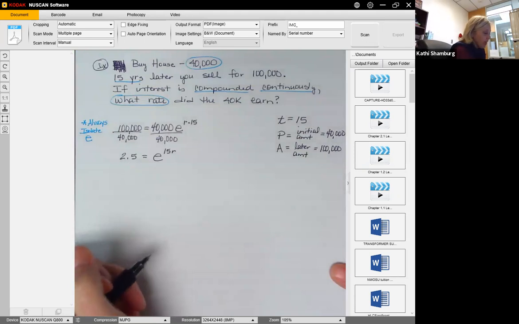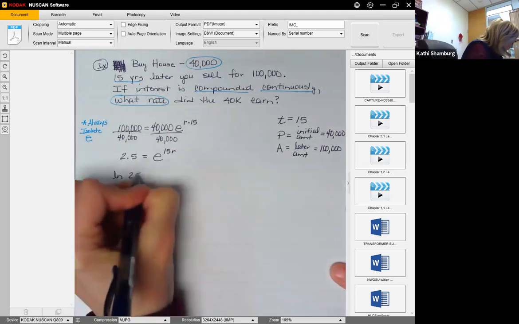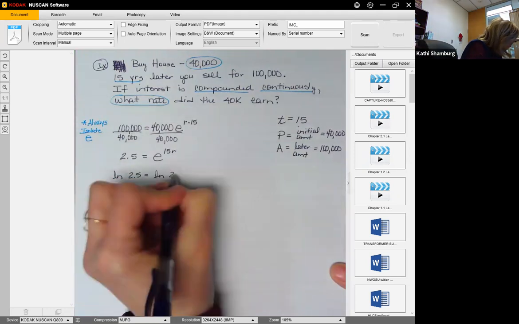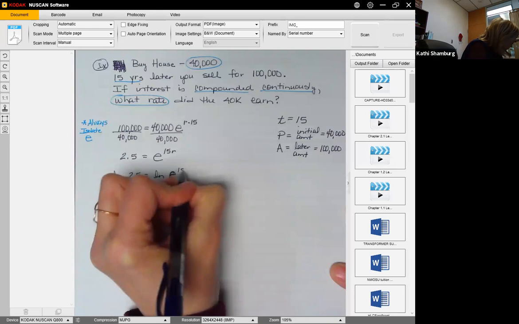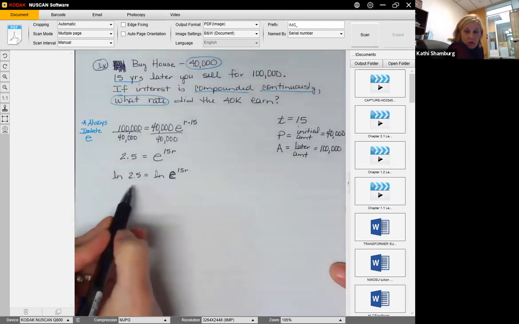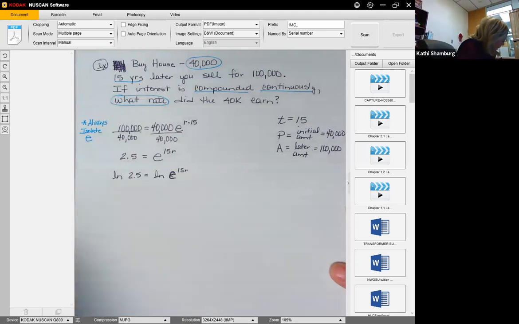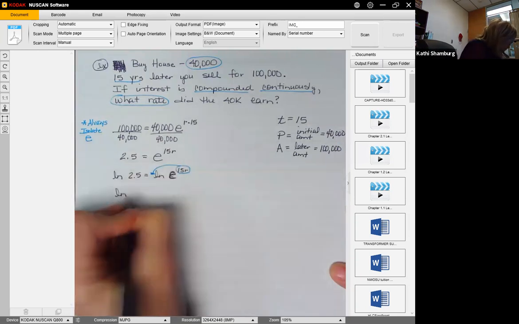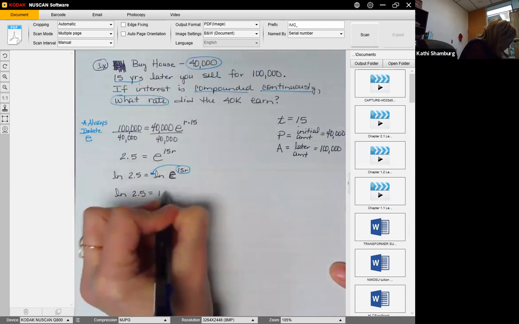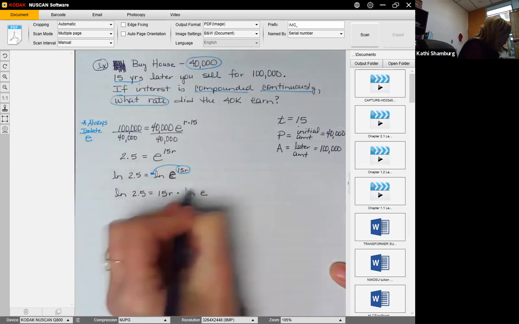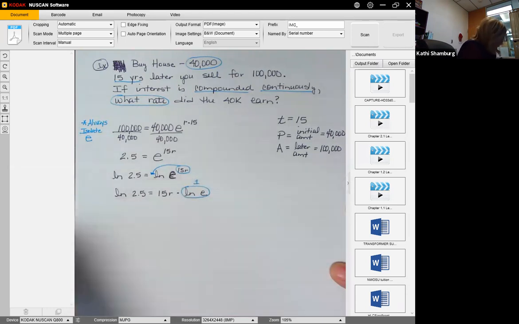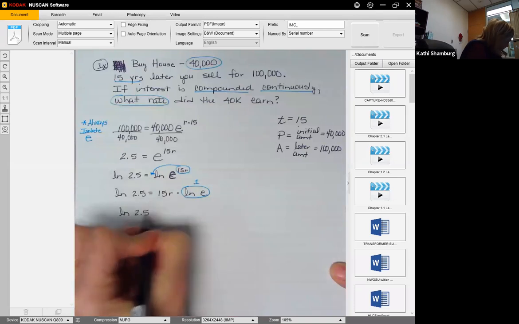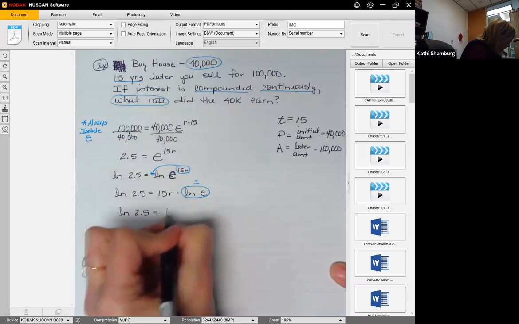Okay, so now our unknown is in the exponent. So we take the natural log of both sides. Whoops, I about put 2.5 there again. Sorry. Now, over here, it's a single natural log, so we're going to leave that alone. But here, this exponent, why did I do this? So I can move this over here. So I have the natural log of 2.5 equals 15r times the natural log of e. Well, get very familiar with recognizing that the natural log of e is equivalent to 1. So I have the natural log of 2.5 equals 15r times 1, which is just 15r.